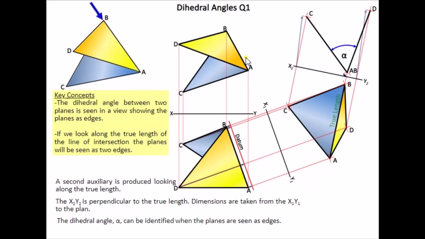So key concepts here, what we have to look at is if we have a common edge, this is our line of intersection, we need to see it as true length. So look at it at 90 degrees in one view, so in plan in this case, see it as a true length, and then look along the true length to see the dihedral angle.